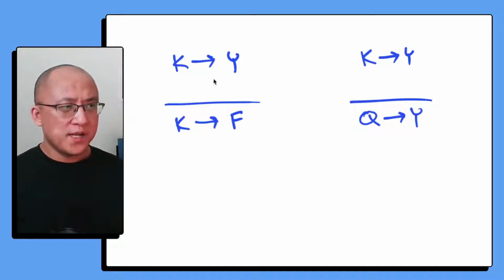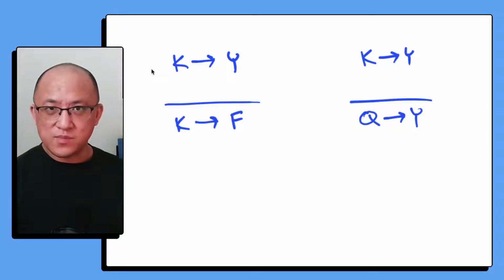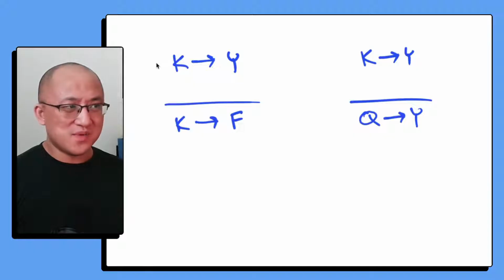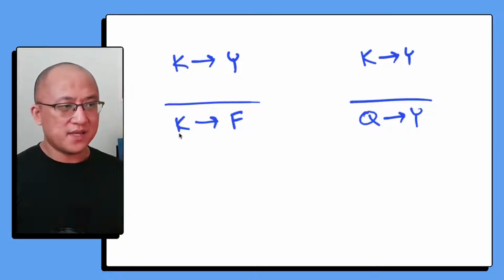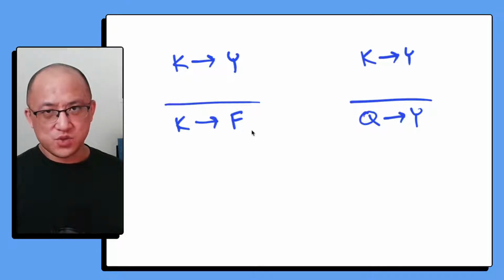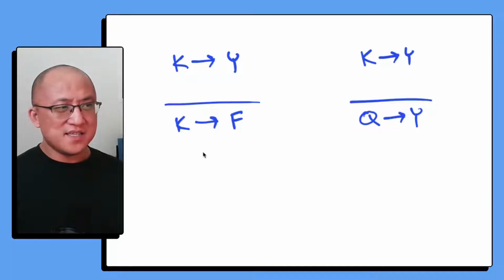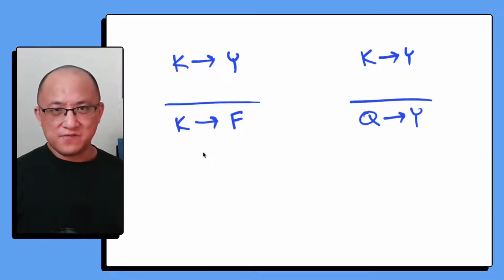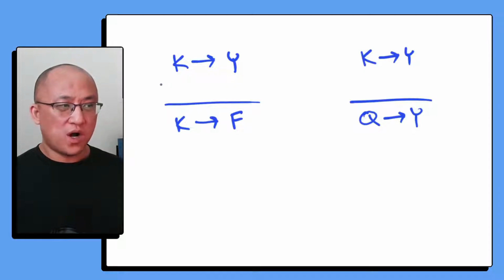All right, so compare these two arguments side by side. Here I'm assuming you have familiarity with conditional logic. Here the first premise is, if K is true, then Y is true. The conclusion is, therefore, if K is true, then F is true. What is the missing link in this argument? Is it if Y, then F, or is it if F, then Y? Well, the answer is if Y, then F.